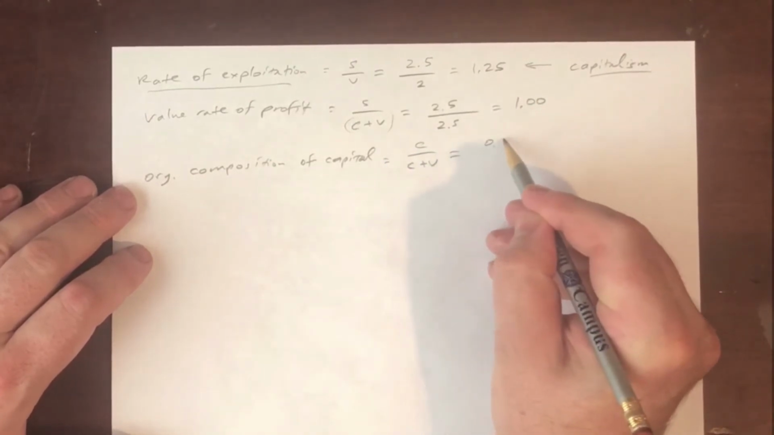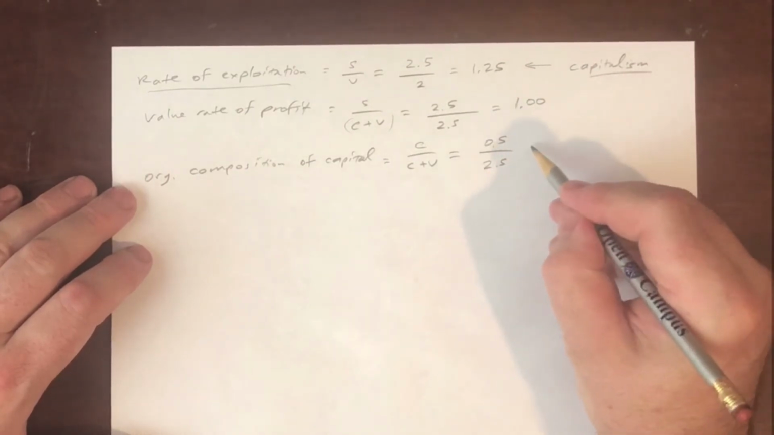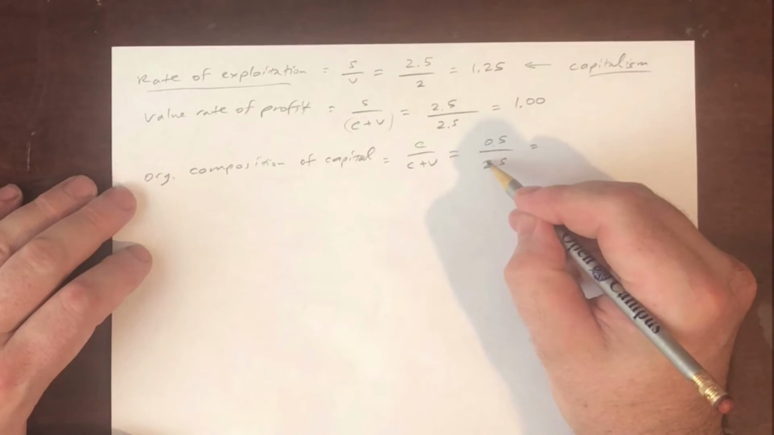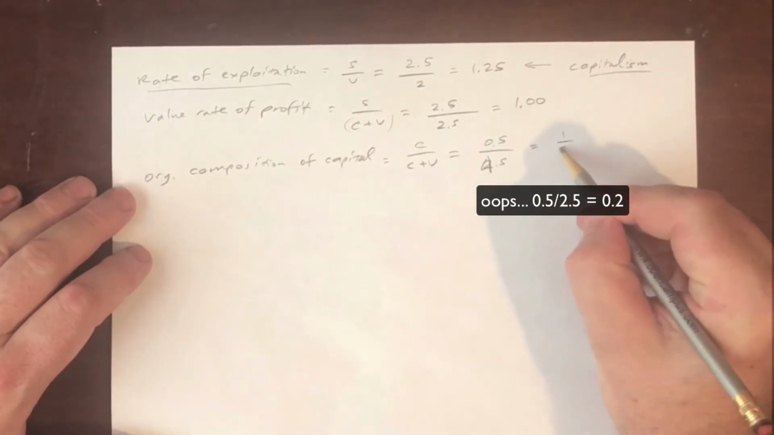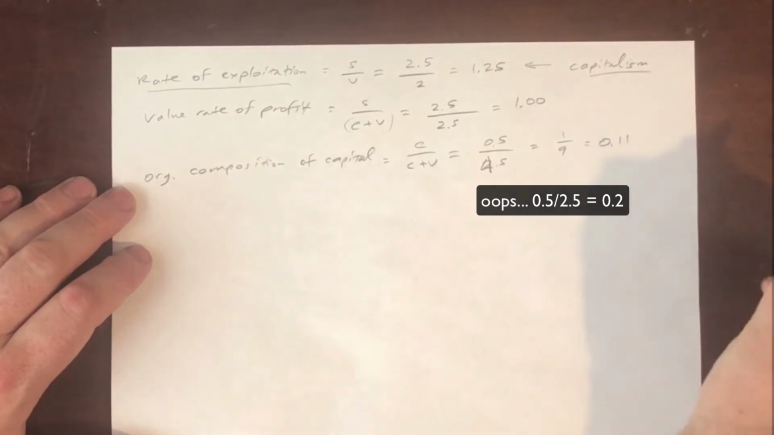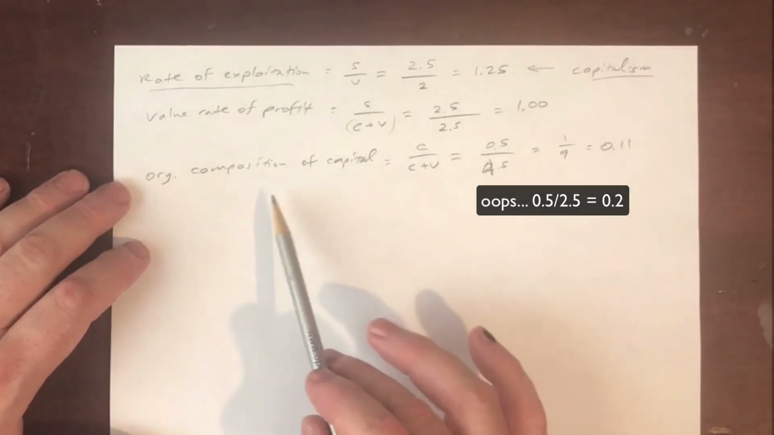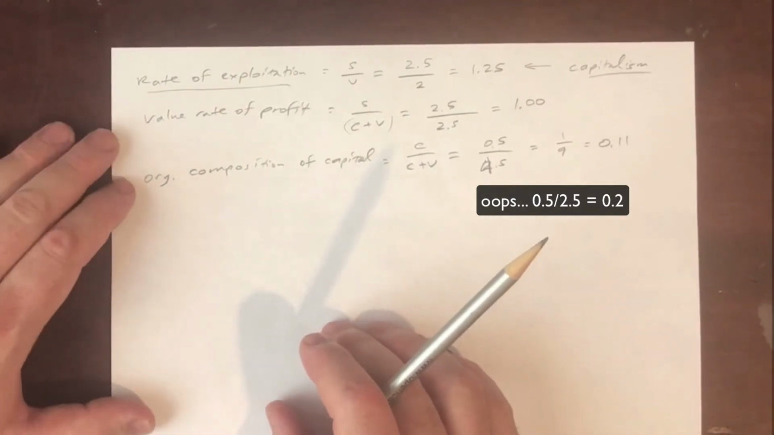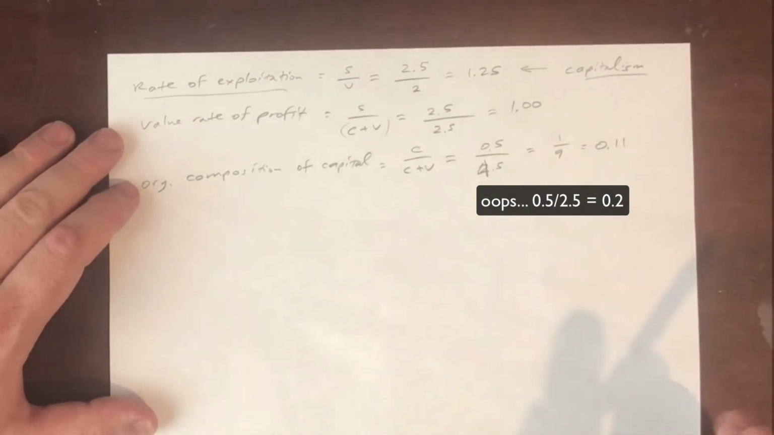Okay, so we have here 0.5 over 2.5, all in millions, gives us, oh, I'm sorry, this is 0.5 over 4.5. So that gives us 1/9 or 0.11. And this allows us to see that this is not a capital intensive type of industry, right? Agriculture tends to use a lot less capital than manufacturing.